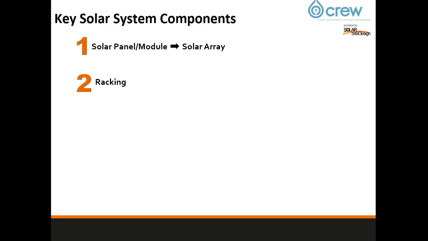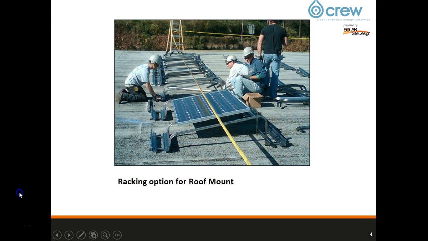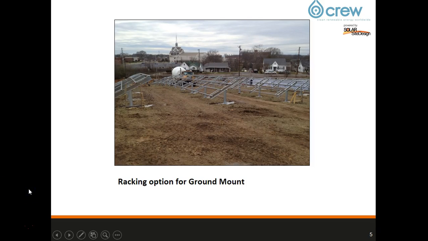Next, we have racking, sometimes referred to as mounting for a solar system, and it's essentially the structural part of the solar system that's responsible for attaching the solar panels to either the roof or the ground. I'd like to show you quickly what these look like. So here is an example of what a racking option would look like for a flat roof mounted solar system. This here is an example of a ground mount racking option, and this was installed at a commercial facility.